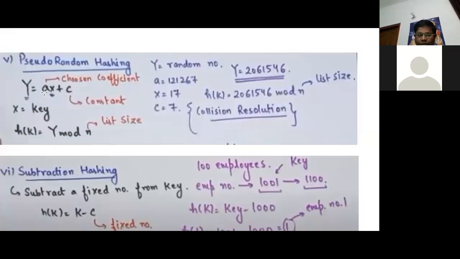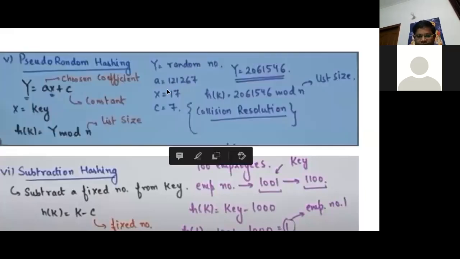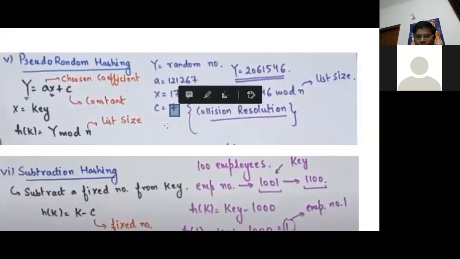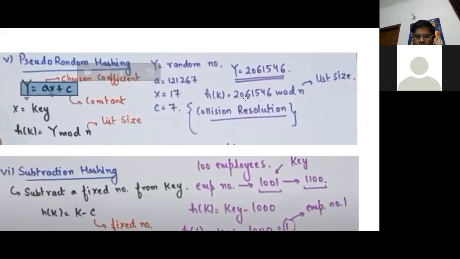So suppose you have to calculate ax plus c, and suppose you are selecting the coefficient value as 1, 1, 6, 7. Randomly you have to select any value, and the given key is 17 suppose, and suppose we are selecting the constant value as 7. You can take any value. I am just taking an example. After placing these values in the formula gamma equal to ax plus c, if you multiply 1, 1, 6, 7 into 17, it results in 2061546. So calculate by yourself, you will see this will be the result.